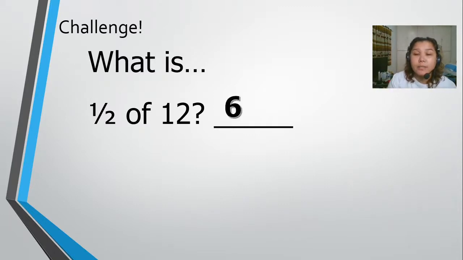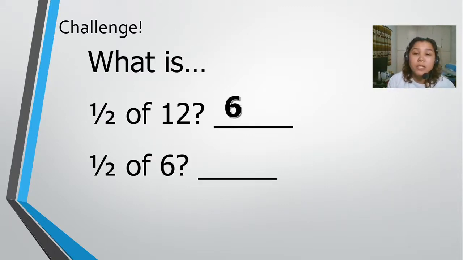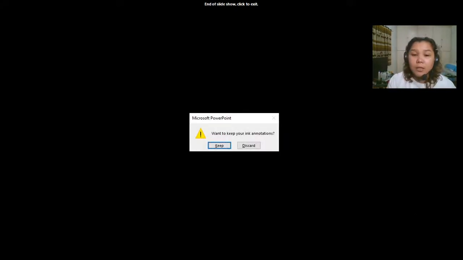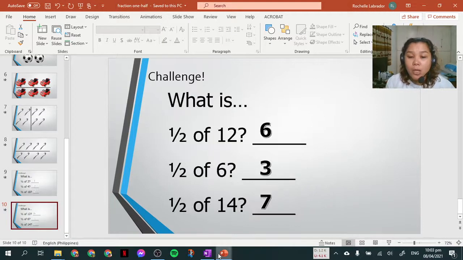It's 6. Next, 1/2 of 6. Very easy. So, it's 3. Next, 1/2 of 14. Anong kalahati ba ng 14? It's 7. Okay. So, that is how we find 1/2 of given objects.